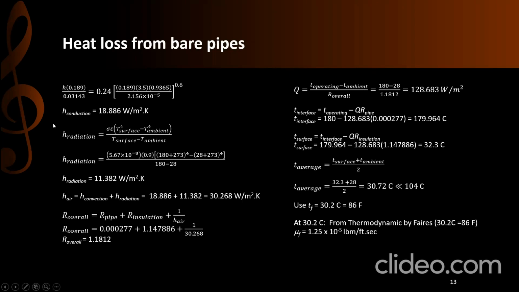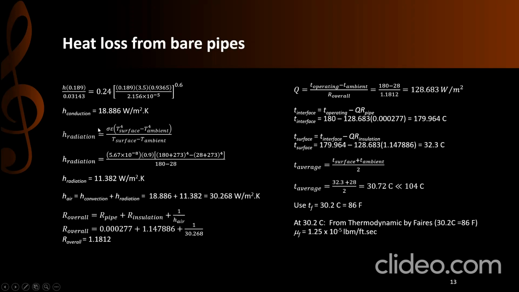Formula, H, substitute this sa formula yung ano, H is equal to 0.189 over 0.03143 is equal to 0.24 times 0.189, that's 3.5 times 0.965 over 2.156 times 10 negative 5 exponent 0.6. So H conduction is 18.888 watts per meter squared Kelvin.